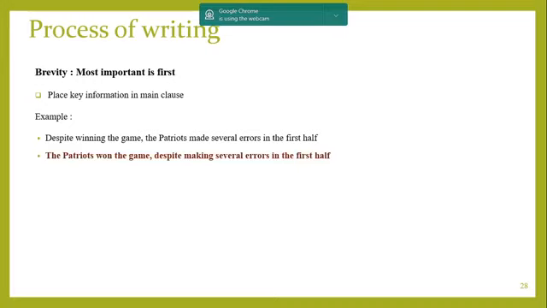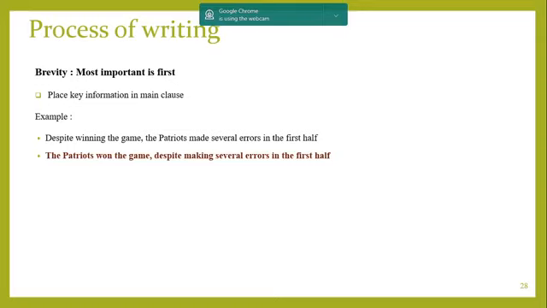See, what they wanted to say is that the Patriots won the game. That is the main intention, no? So the main intention, the key information, comes in the first part of your sentence. It's the main clause. The Patriots won the game despite making several errors in the first half.